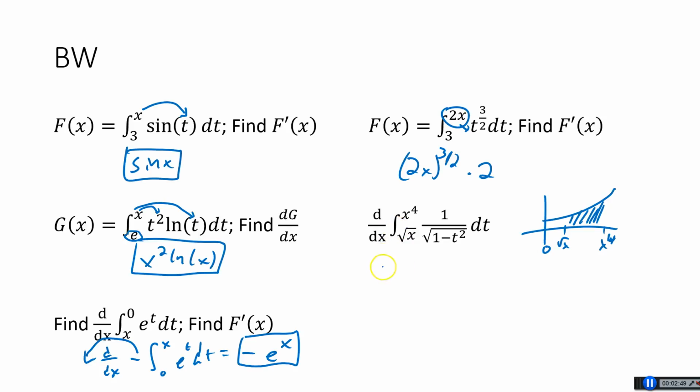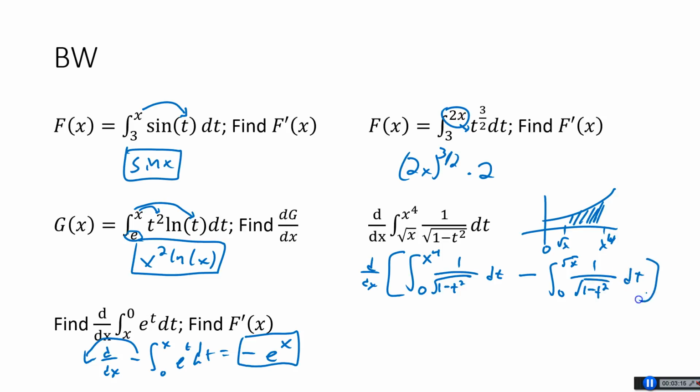Okay, so I'm going to do the derivative of the integral from 0 to x to the 4th of 1 over root 1 minus t squared dt. Then I'm going to subtract off the integral from 0 to root x. So I'm taking away the white area here of 1 over square root of 1 minus t squared dt. So we take the derivative of each part separately.